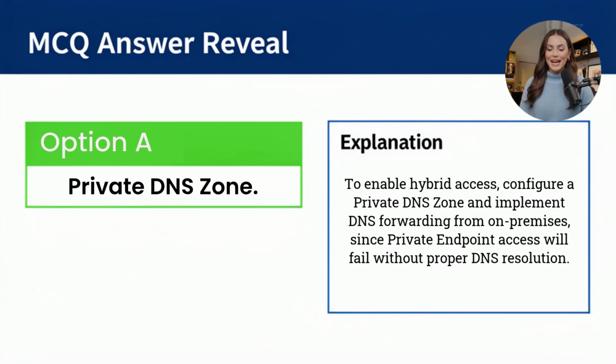Correct answer: A. Private DNS zone. Explanation: To enable hybrid access, configure a private DNS zone and implement DNS forwarding from on-premises, since private endpoint access will fail without proper DNS resolution.